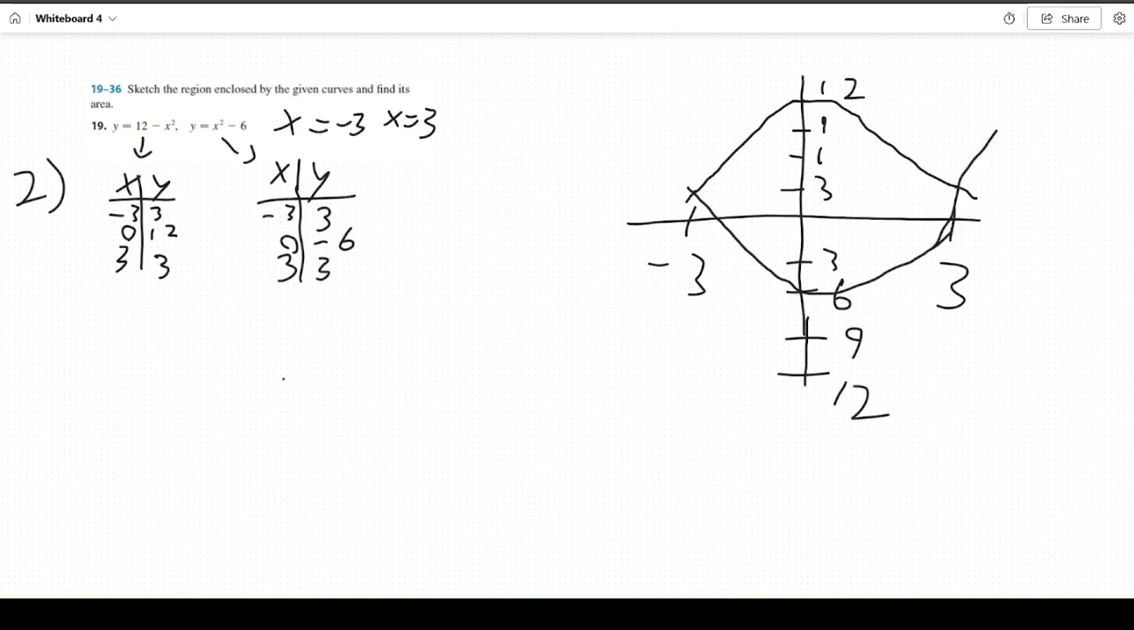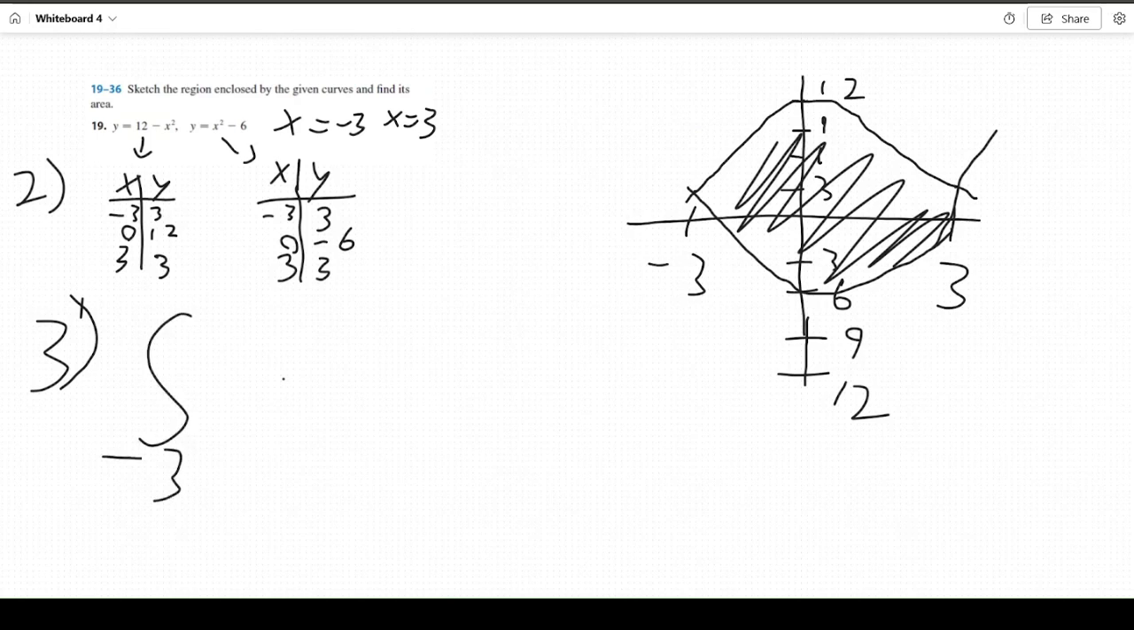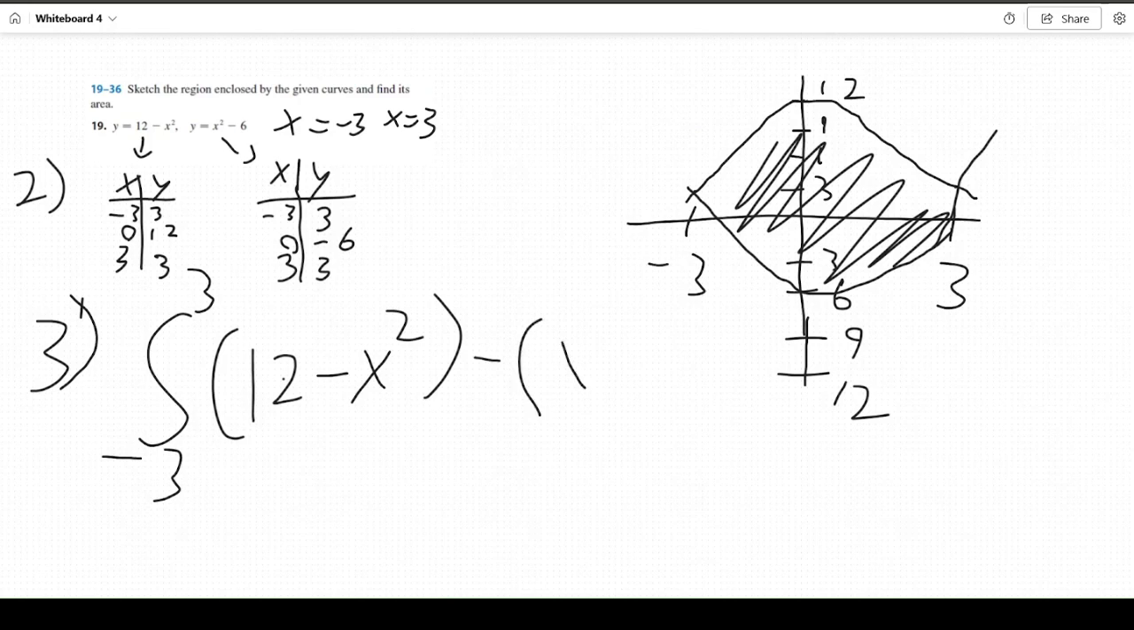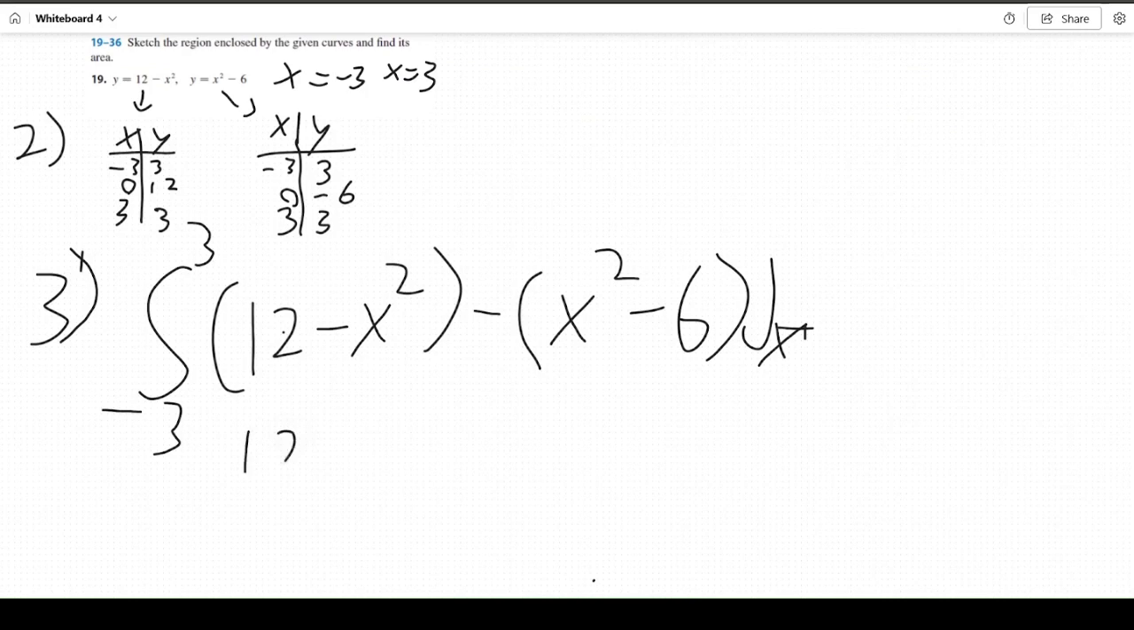So guys, we finished. Now we have to find the area of this region. Our top function is y equals 12 minus x squared, and our bottom function is y equals x squared minus 6. The top value is 12 minus x squared, minus the bottom value x squared minus 6, dx.